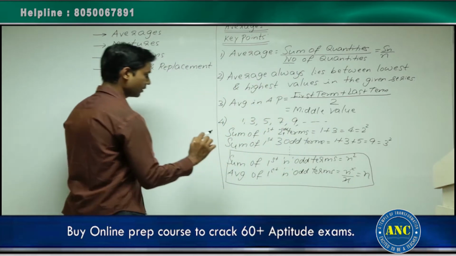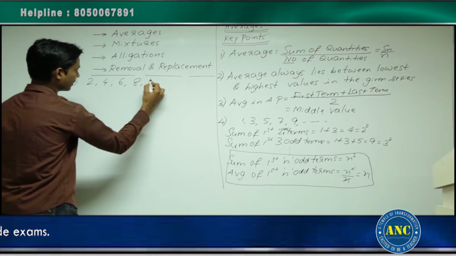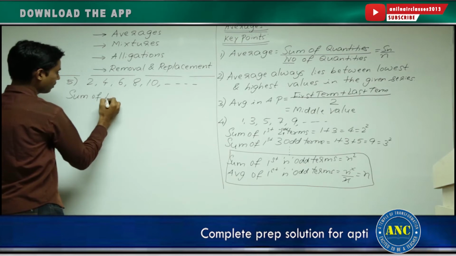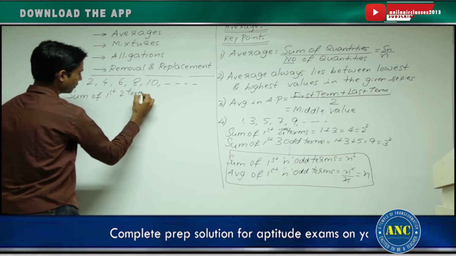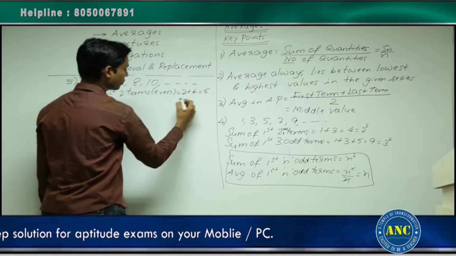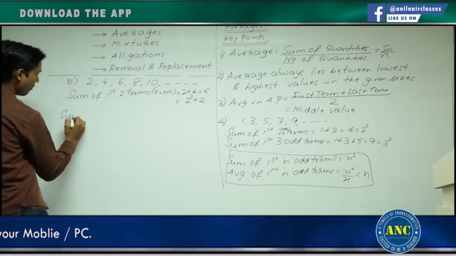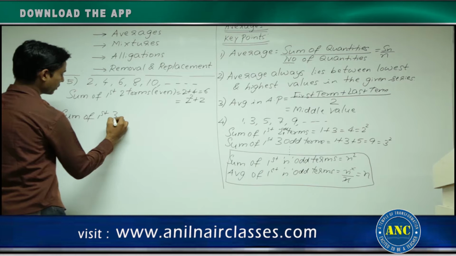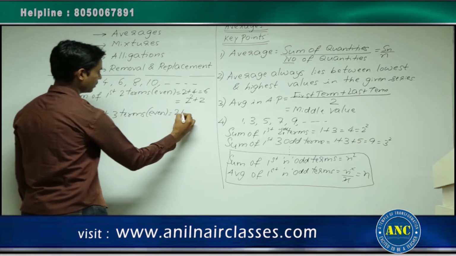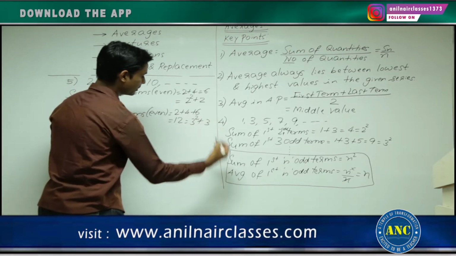Next. Last point. 2, 4, 6, 8, 10, etc. Sum of first 2 even terms is 2 plus 4 equal to 6. This I can write as 2 square plus 2. Similarly, sum of first 3 even terms is 2 plus 4 plus 6 is 12. This can be written as 3 square plus 3.